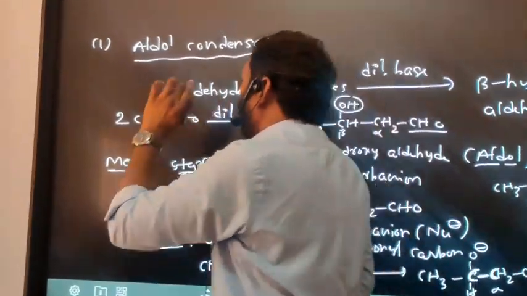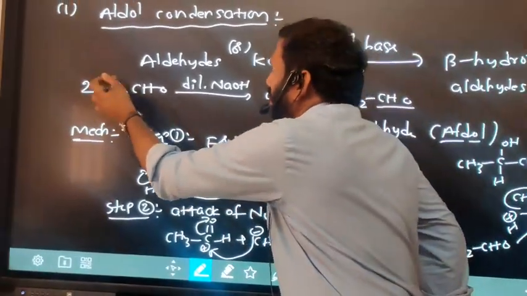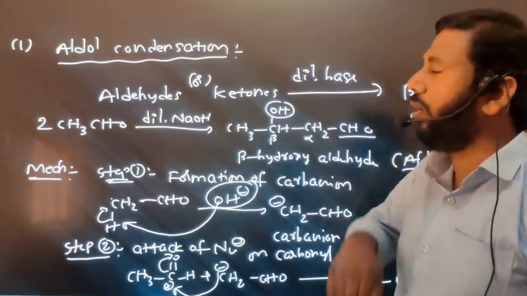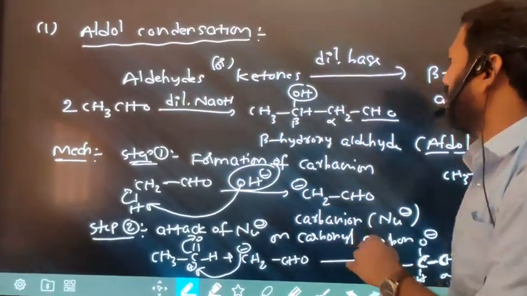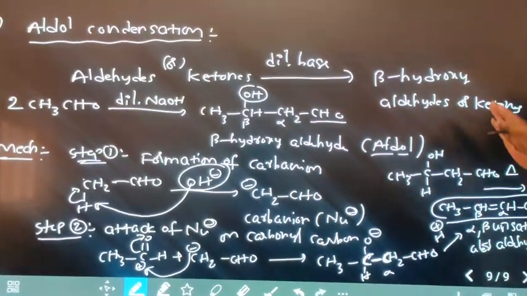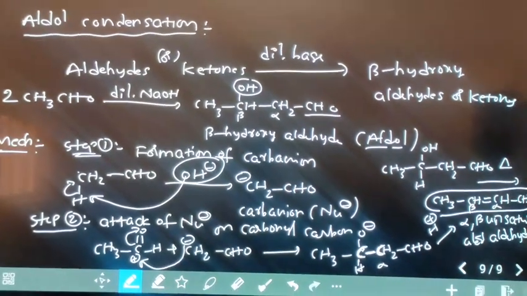So this is about aldol condensation. In aldol condensation, it can involve aldehydes or ketones which contain alpha hydrogens. When treated with dilute base, we can get beta hydroxy aldehydes or ketones. On further heating, we can get alpha beta unsaturated aldehydes or ketones.